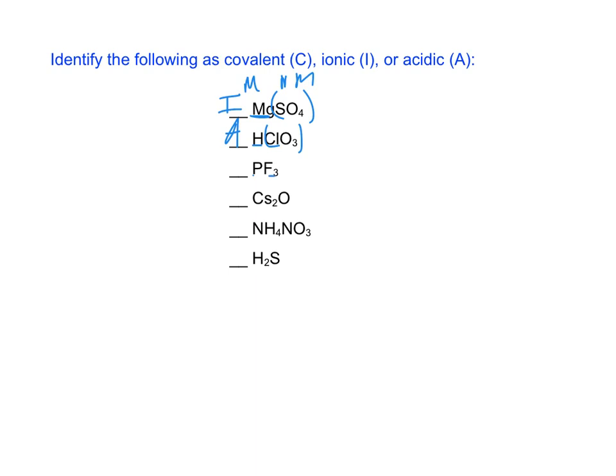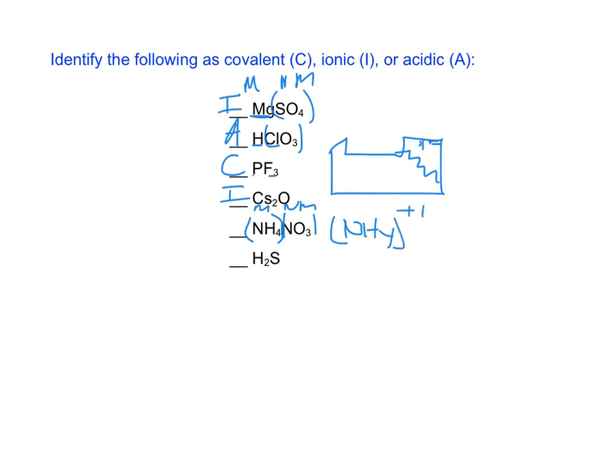Here is P and F. They both are to the right of that zigzag. So you have 2 nonmetals, P and F. And so that's a covalent compound. Here you have cesium and you have oxygen. Metal, nonmetal is ionic. This next one's a tough one. These are all nonmetals, but you're going to learn that NH4 has a charge and NO3 has another charge, and there's a full transfer, so that's actually an ionic compound. And then here we have one that starts with an H, so it is an acid.